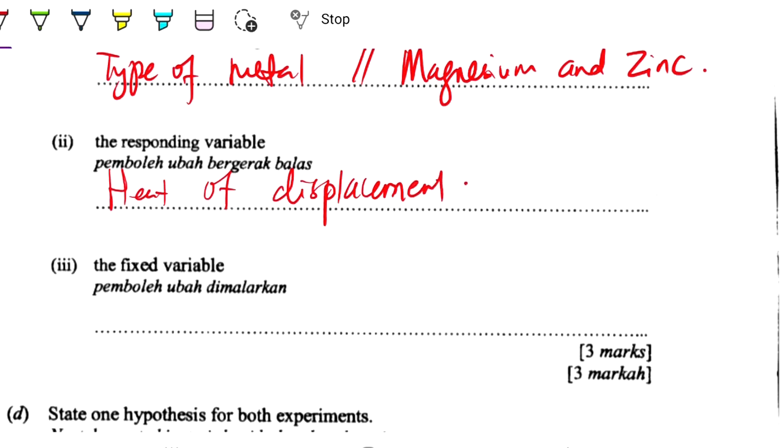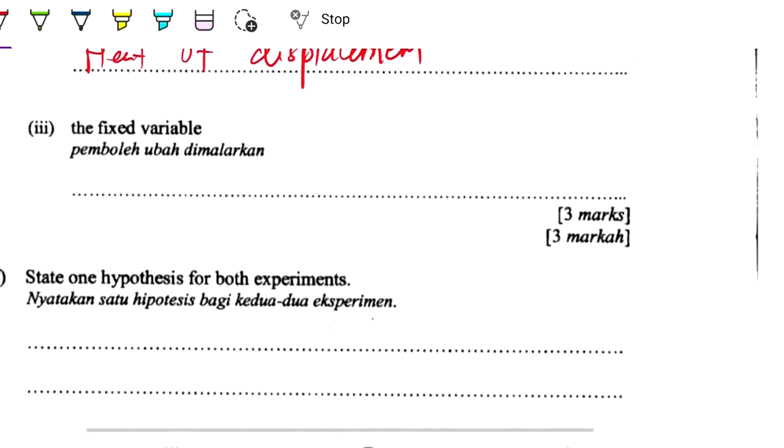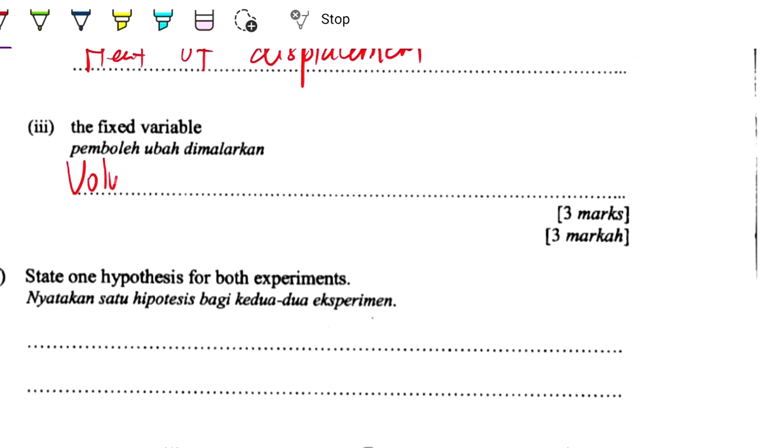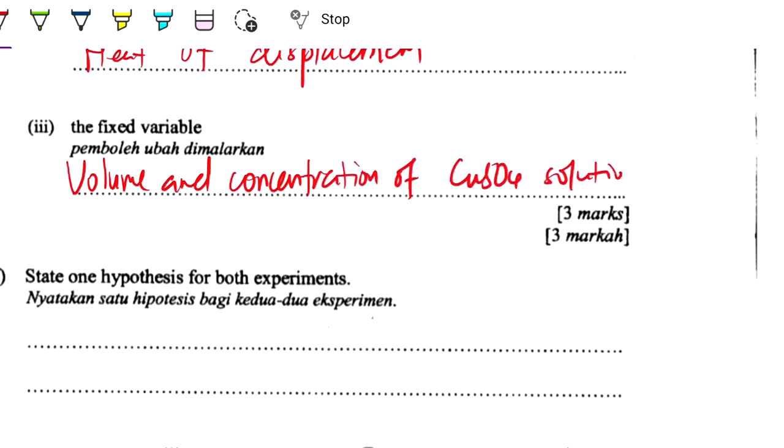Then the fixed variable, again, is the volume and concentration of copper 2 sulfate solution. Or another one you can write is the polystyrene cup.